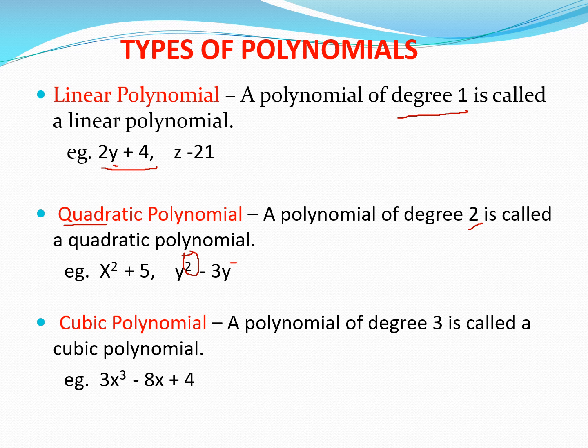Third is the cubic polynomial. A polynomial of degree 3 is called a cubic polynomial. Now let's see this polynomial: 3x cubed minus 8x plus 4. Here the variable is x. Let's see the powers of the variable. Here the power is 3, here the power is 1. So what is the maximum value of the power? That is 3. That means the degree of the polynomial is 3, so it is a cubic polynomial.